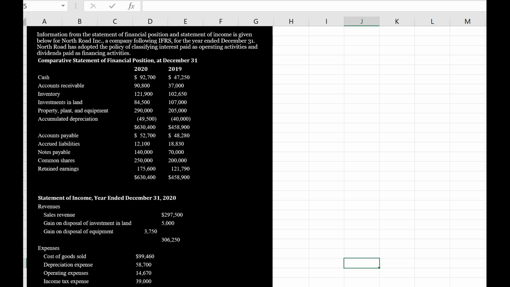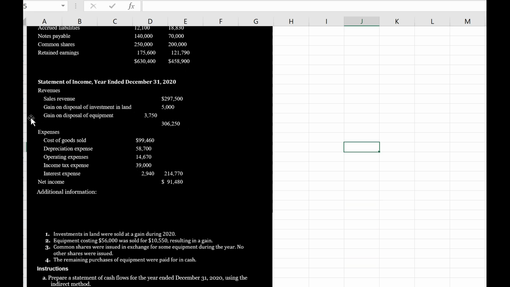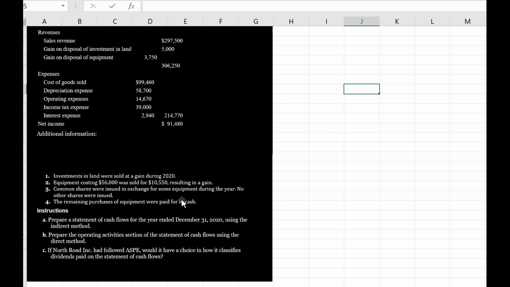And we're given the comparative statement of financial position at December 31st, and we can see the 2020 and the 2019 balances. We're given a partial statement of income as well, or actually a full statement of income. And we're given some supplementary information.